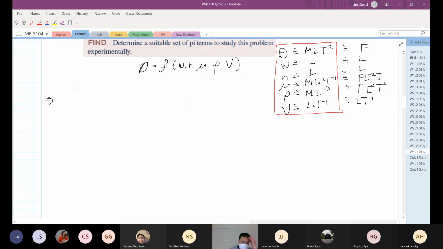All right, what's the K? Number of variables: 1, 2, 3, 4, 5, 6. Six minus the number of reference dimensions here. Reference dimensions are the basic dimensions you used within the unit system for all the variables. We have 3 basic dimensions, MLT, and we use all of them. Therefore, the number of reference dimensions is 3. So you have 3 pi terms.